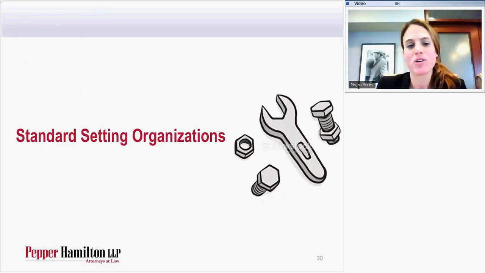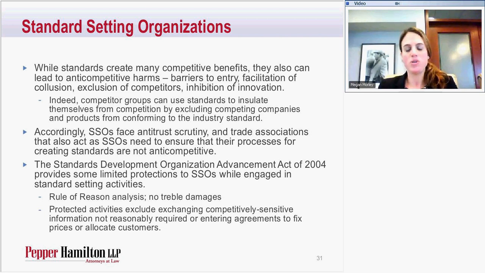From benchmarking, I'm going to move to another aspect that can occur with trade associations. Not all trade associations engage in standard setting, but some do, and so we wanted to talk briefly about this today. As background on standard setting, there are competitive benefits to it. I put a nut and bolt cartoon in the presentation because standards are important and provide a lot of pro-competitive benefits.